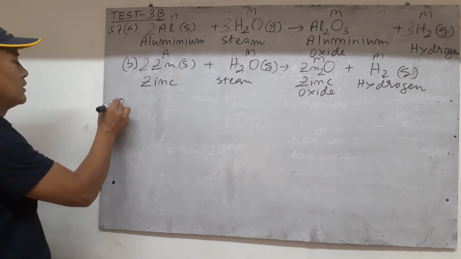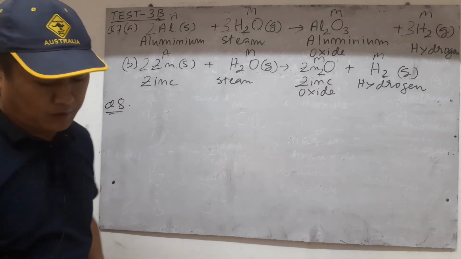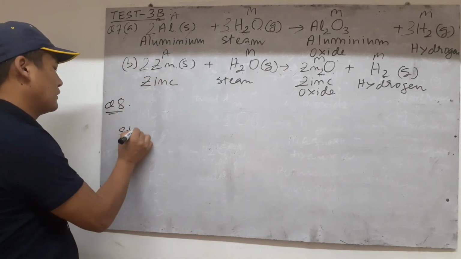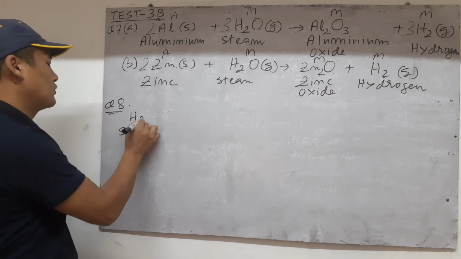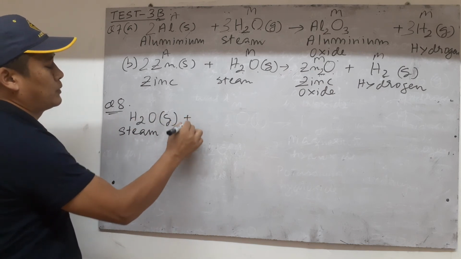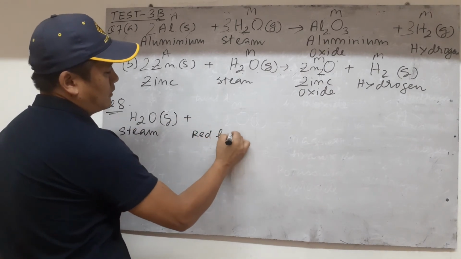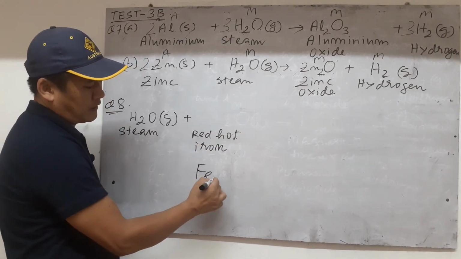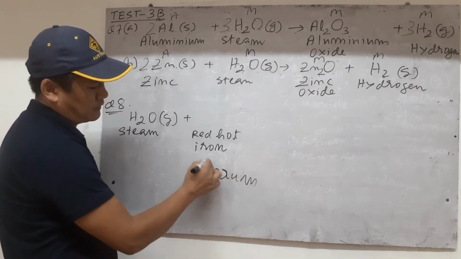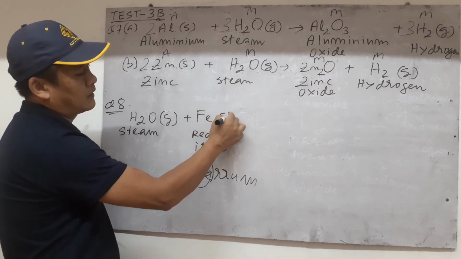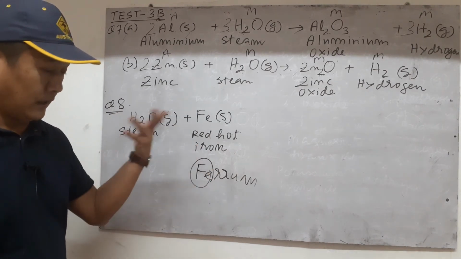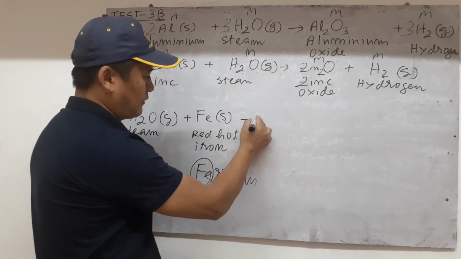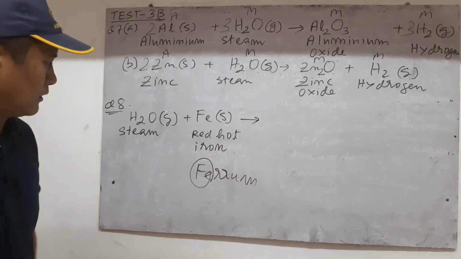Okay, the last question, question number 8. On passing steam over red hot iron, so you can write your steam, formula is H2O in the gaseous form. You pass it over red hot iron. We know the iron symbol is derived from the Latin word ferrum, the first 2 letters, so the symbol is Fe. No charge, because iron is the atom. Whether red hot or cold, the formula is Fe from ferrum, the Latin name of iron.